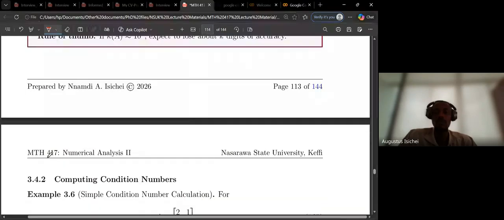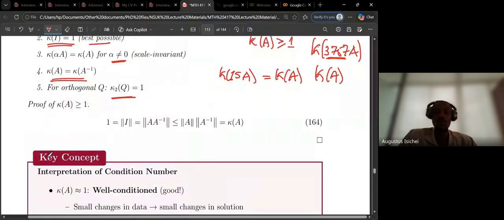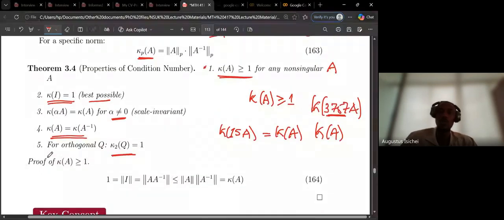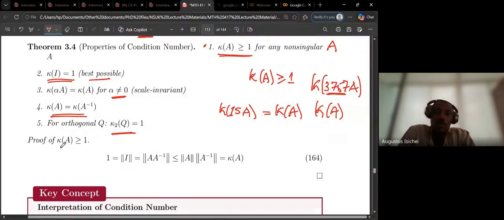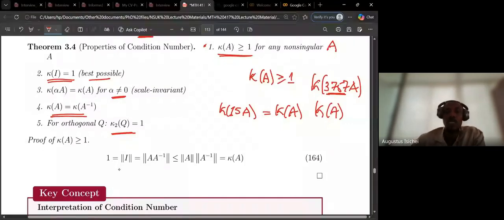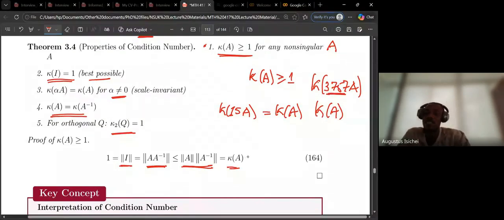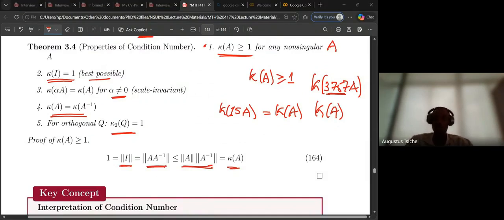I think I gave just one proof, the proof for the first property, the kappa of A being greater than or equal to 1. Of course, we know that the norm of I is always 1. So 1 is equal to the norm of I, and the norm of I is equal to the norm of A times A inverse, and this is less than or equal to the norm of A times the norm of A inverse, and that's equal to the kappa of A. This is very straightforward to see. It's a very direct and straightforward proof, not something hidden or difficult to unravel.